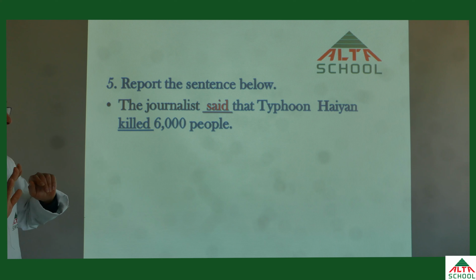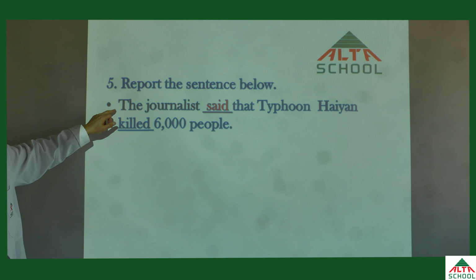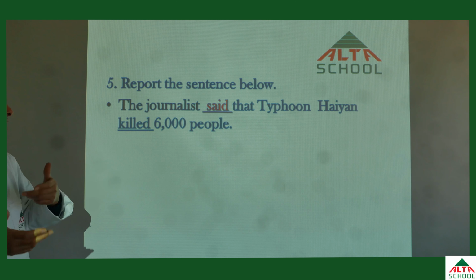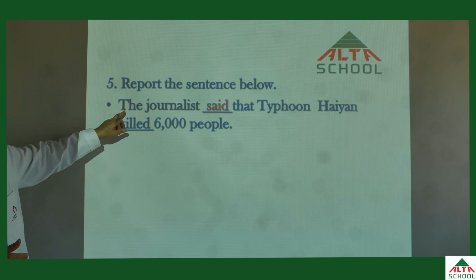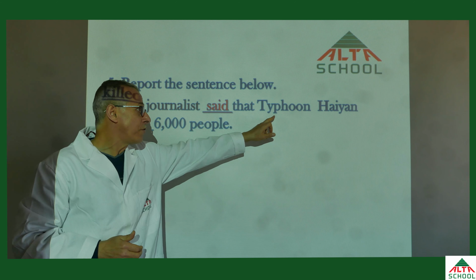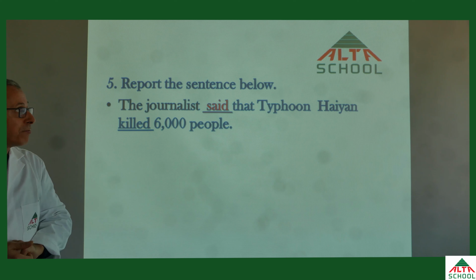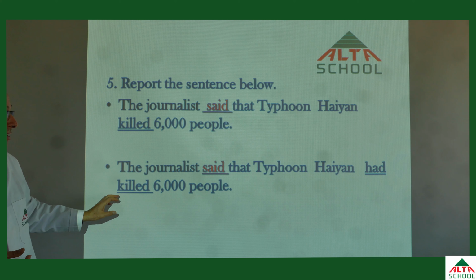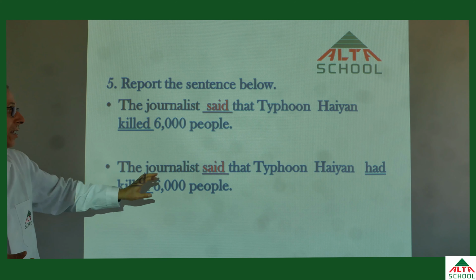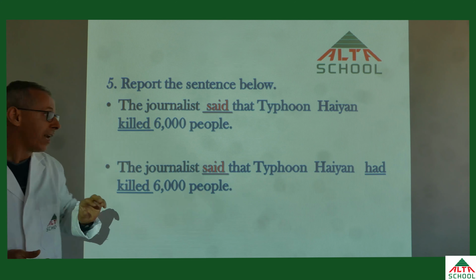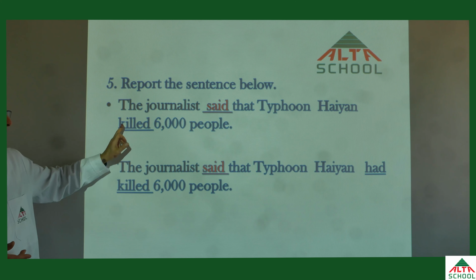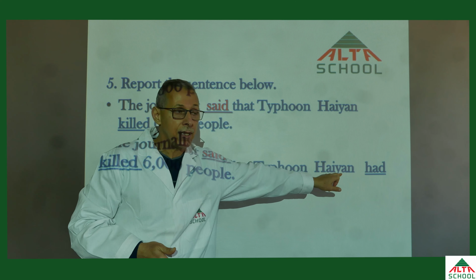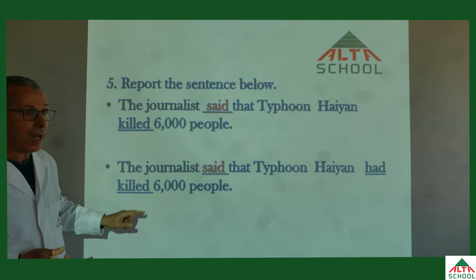Now we have another sentence, the previous sentence that we saw in the past, but with a little bit more change. The journalist said that Typhoon Haiyan killed 6,000 people. So, when we change this sentence to reported speech, we say, the journalist said that Typhoon Haiyan had killed. Okay? Have you seen the difference? Here we have killed. Here we have had killed.